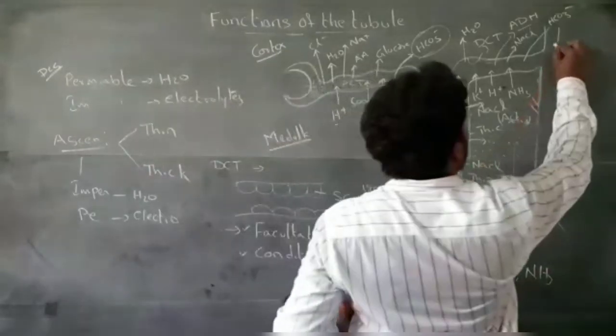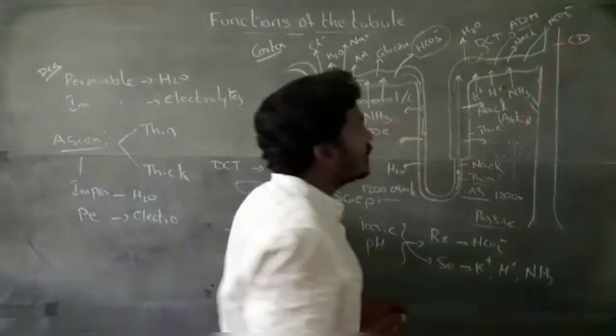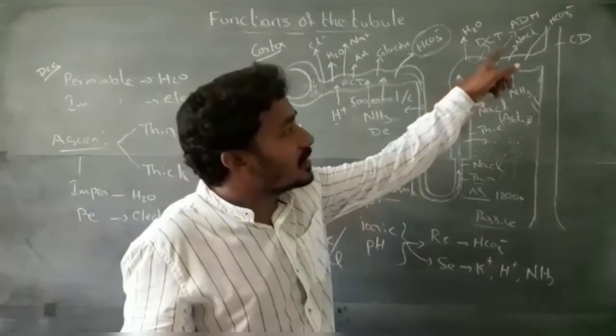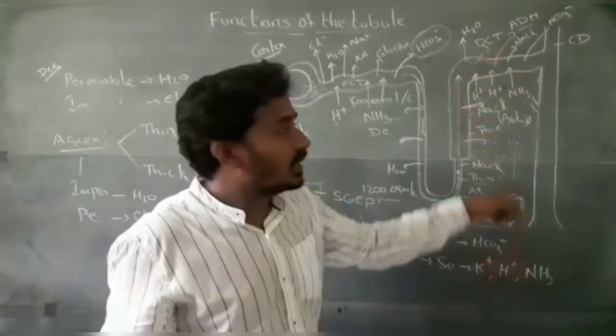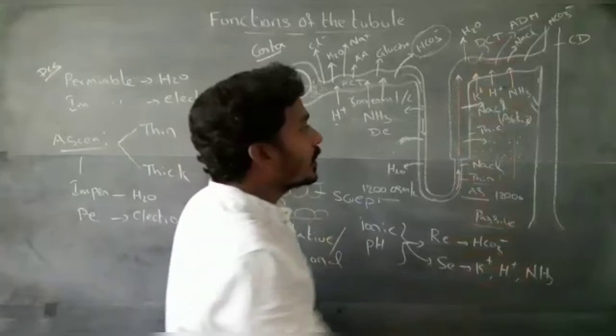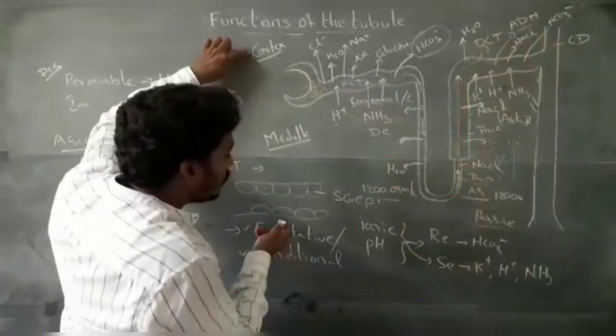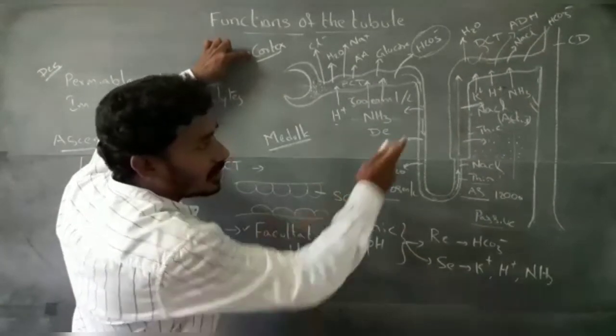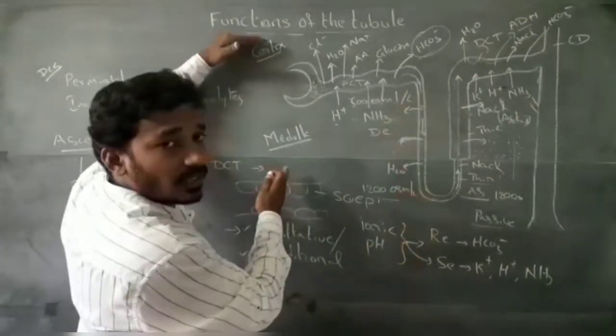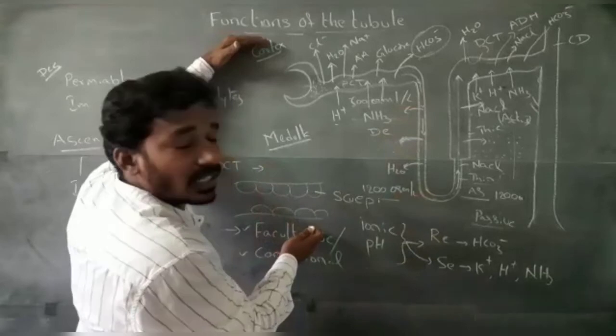Next, the collecting duct. The collecting duct is a long tube. It extends from the cortical region to the inner medullary region.